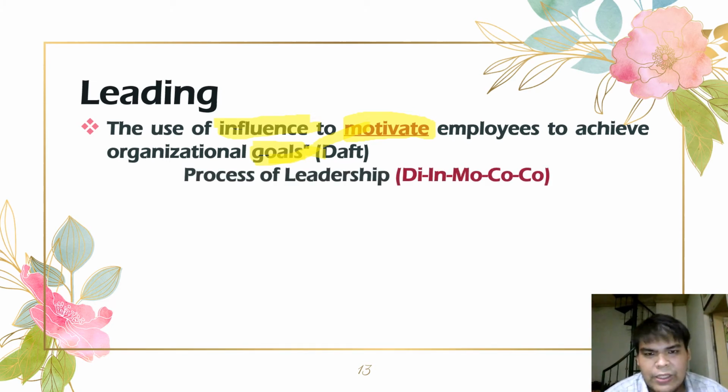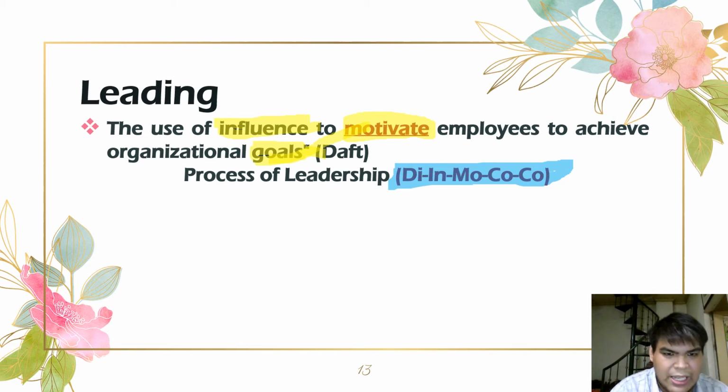So the process of leadership, I use a mnemonic. Favorite ko yung mga mnemonics na yan kasi I'm not good in memorizing. So ang ginamit kong mnemonic is Diin Mo Koko. And Diin Mo Koko stands for the following.